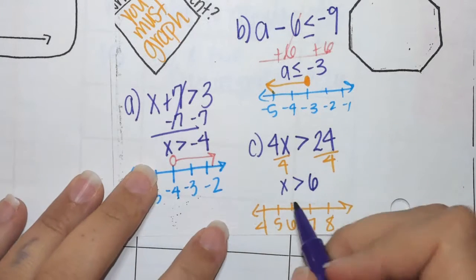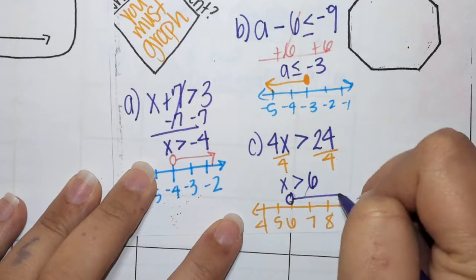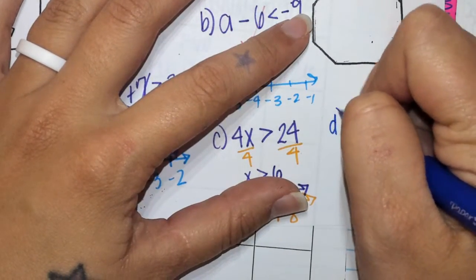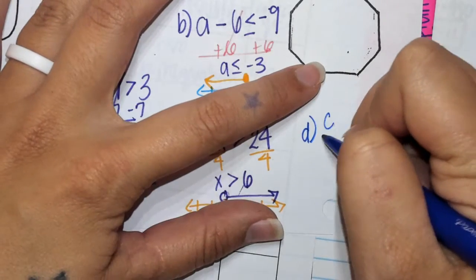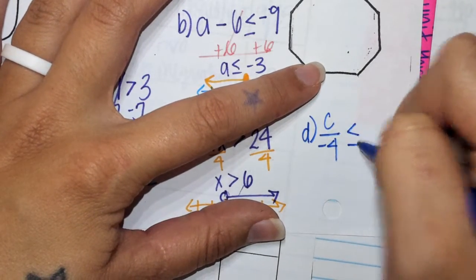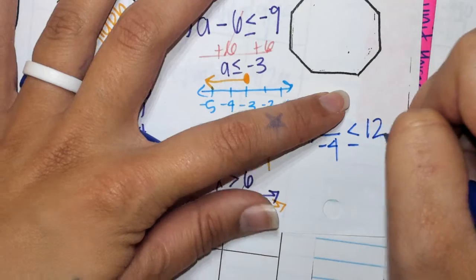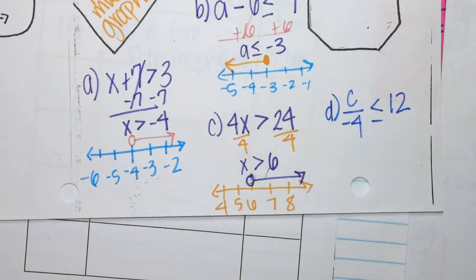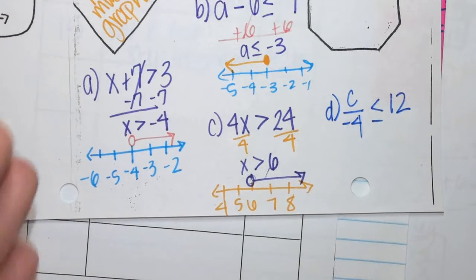Alright, so I have an open circle and a shade this way. Now, this is where the fun begins. So say I have a problem that looks like this. I have C divided by negative 4 is less than or equal to 12. So the first thing I'm not going to do is freak out just because it's a fraction. Fractions are friends, not food. It's just division. You just do the opposite and multiply.